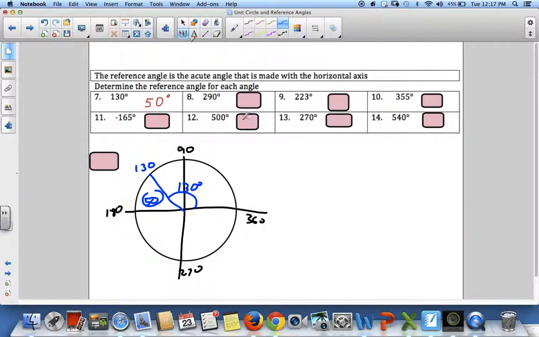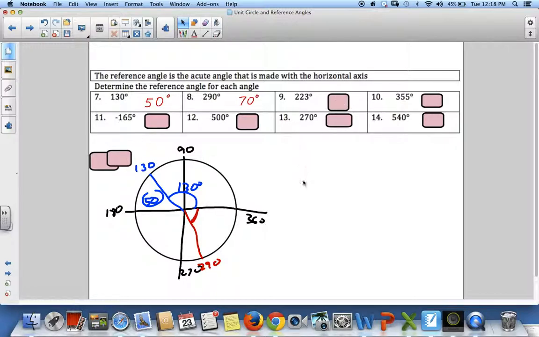Okay, and then the next one here, 290, I'll do that in red. 290 is down past 270, so 290 is down here. It's always the angle that's made with the horizontal. That's the angle we're looking for. Don't take the 20 degrees here, which we know, that's 290. That's an easy 20 degrees, but we're not looking for that. We never look for the angle here. Always look for the angle with the horizontal. So 360 minus 290 is 70 degrees. So this would be just 70 degrees.